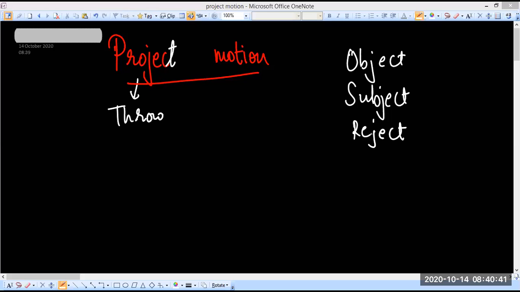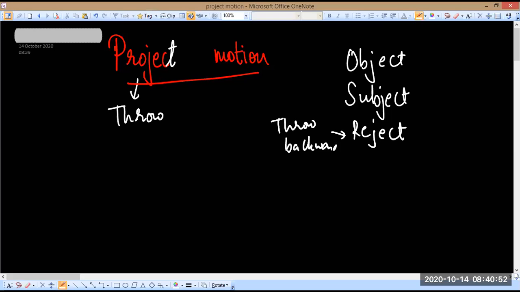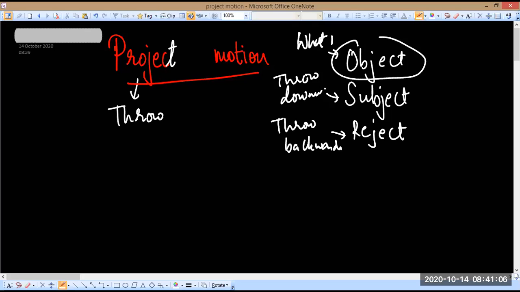So originally in Latin, reject means throw backwards, subject means throw downwards, right? And object means anything that you are throwing. Object is the thing that is thrown, or what is thrown, that is called object. But now of course the meanings have changed over many centuries. Now we are using it for a totally different thing.